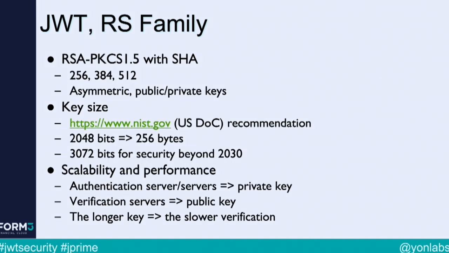In the case of the RS family, there are NIST, National Institute of Standards and Technology, recommendations that say we should use at least 2K bit long keys, or 3K bits for security beyond 2030. In the case of asymmetric cryptography, it's important to think about our attack surface as well. Private keys are only available on the servers responsible for generating our tokens. Verification servers need only public keys. So that's an important factor.